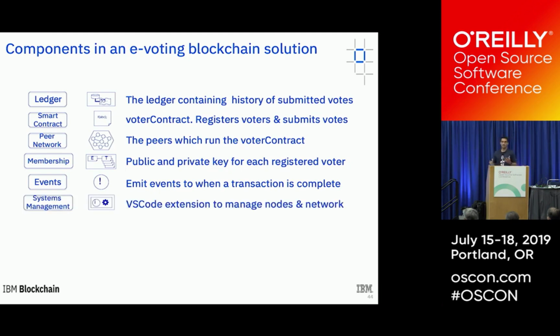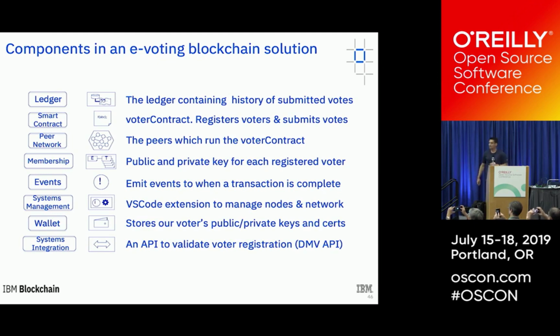Systems management, I talked a little bit about this. The VS Code extension is a good way to manage the nodes in the network. I'll also show you a small preview of the IBM Blockchain Platform. That's how I manage these nodes as well. The wallet will store our voters' public and private keys, and each time a voter submits a vote, they'll use that private key to submit their transaction.